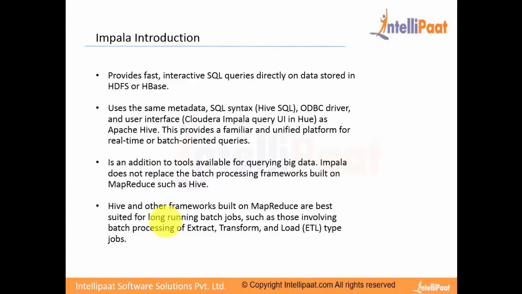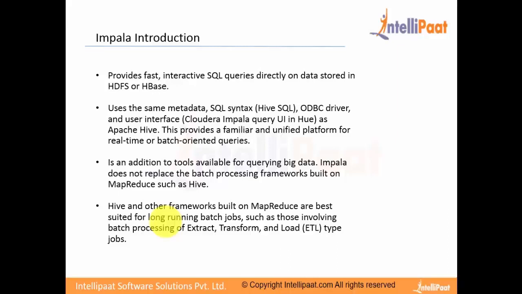Impala is an addition to the tools available for querying big data. As we have discussed, Impala does not use MapReduce at all, but please note that it does not replace the batch processing framework built on MapReduce, such as Hive. Hive and Impala are completely different solutions fitting different worlds altogether, and they have their own pros and cons. We'll discuss these pros and cons later on as we move ahead in the slides.